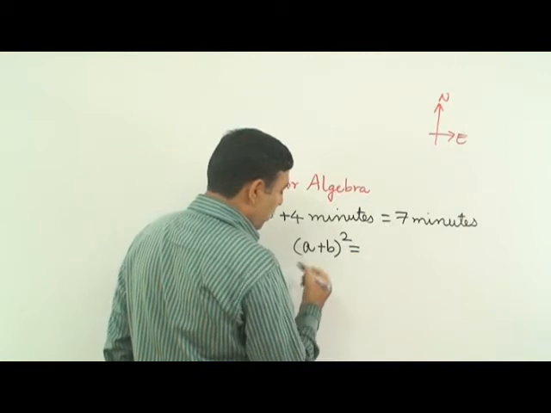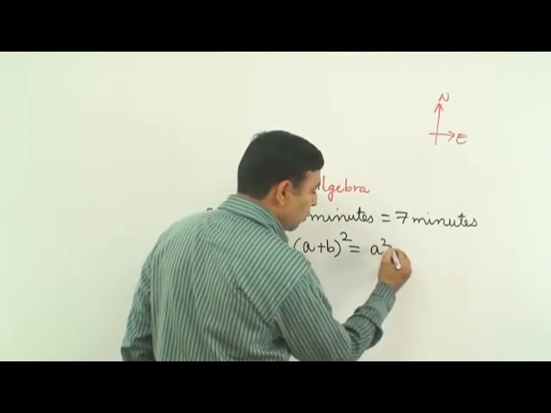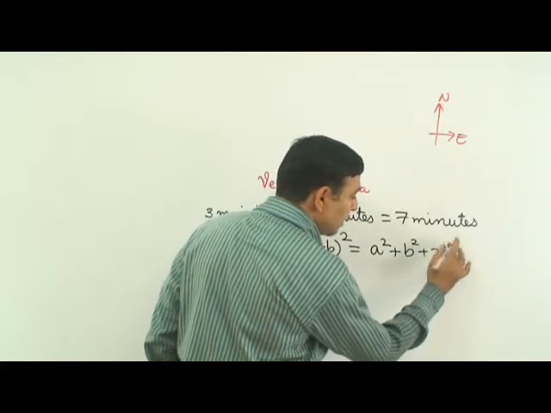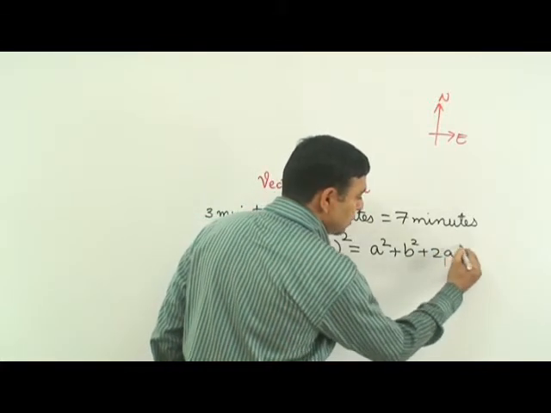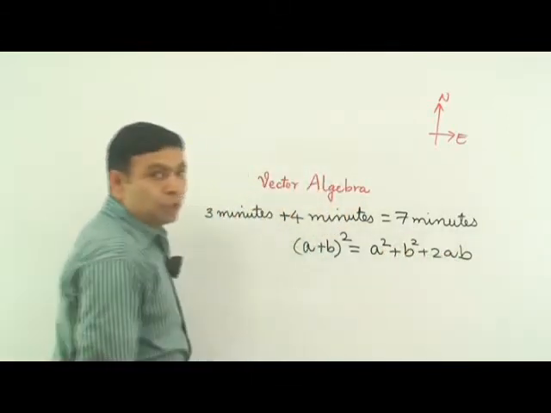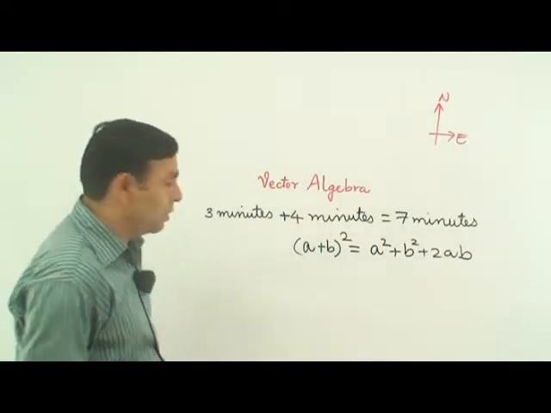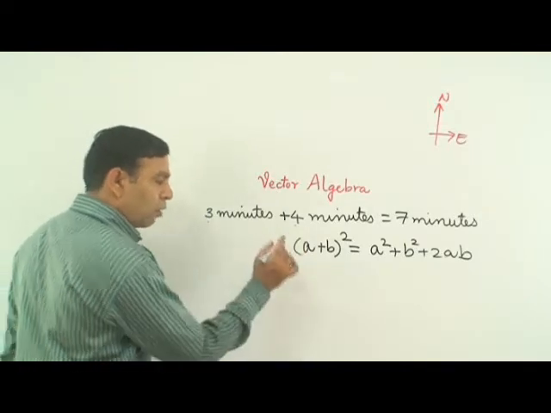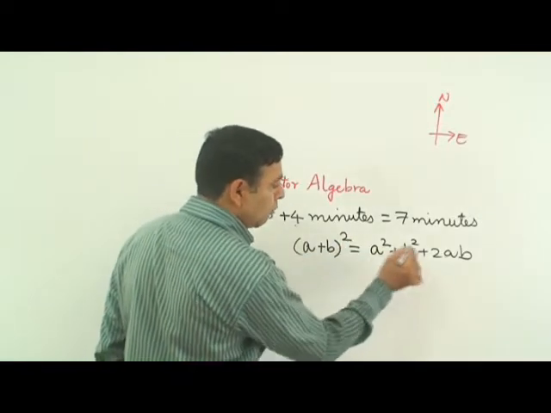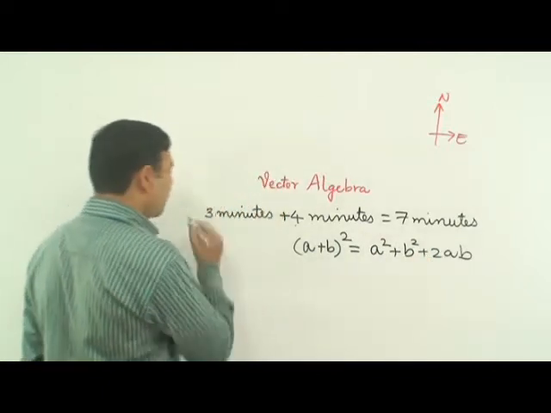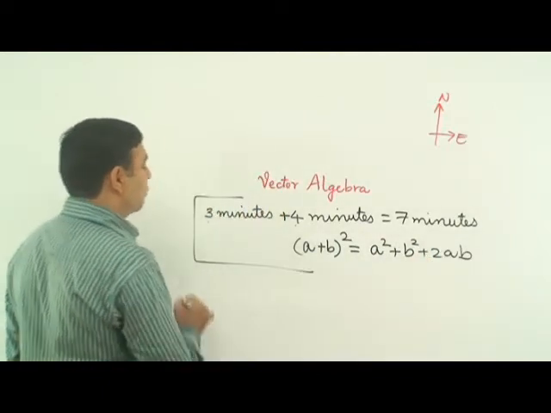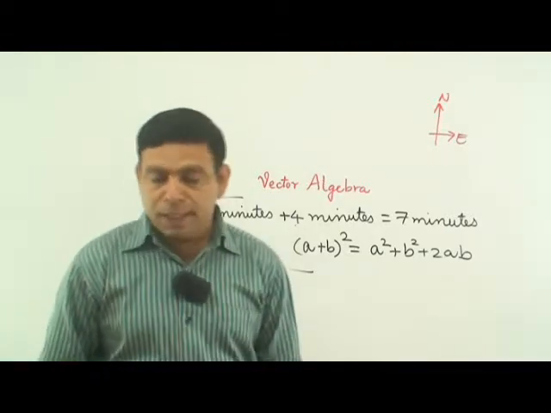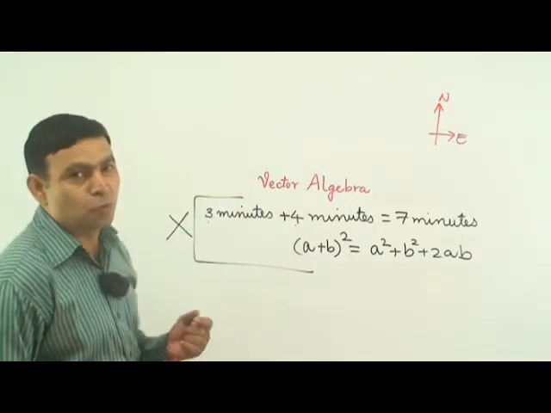And moreover, you might have studied in the indices chapter, or in the chapter on squares and cubes, that (a plus b) whole squared is going to be a squared plus b squared plus 2ab in case of scalars, which is not necessarily true in case of vectors. 3 plus 4 need not always be equal to 7. Moreover, (a plus b) whole squared need not always be equal to this. That means these ordinary rules of algebra are not obeyed by vectors. Let us see what type of algebra vectors do obey.